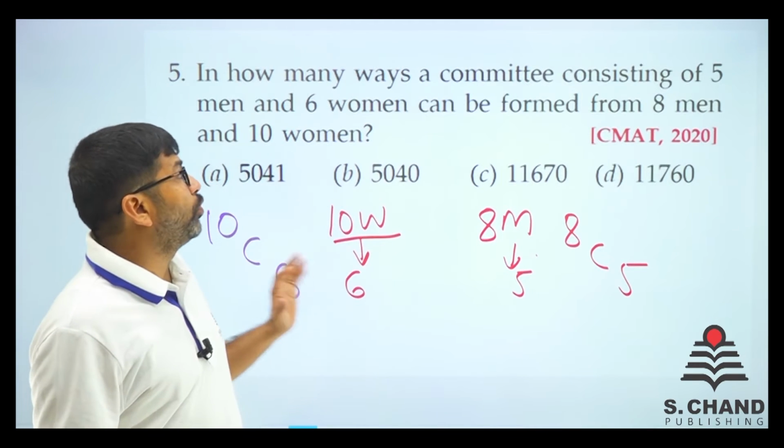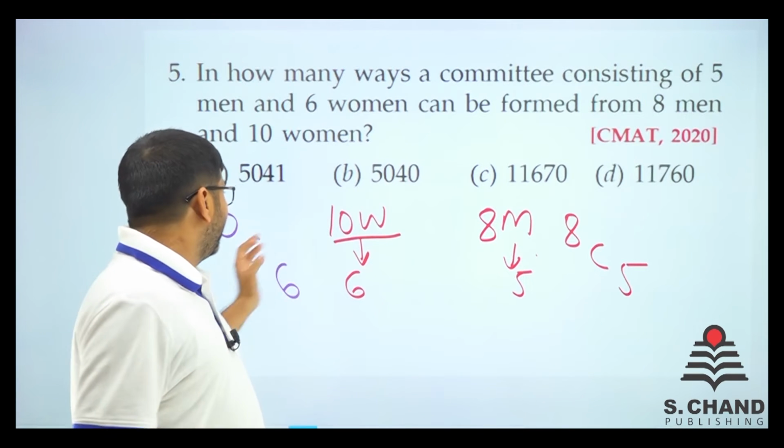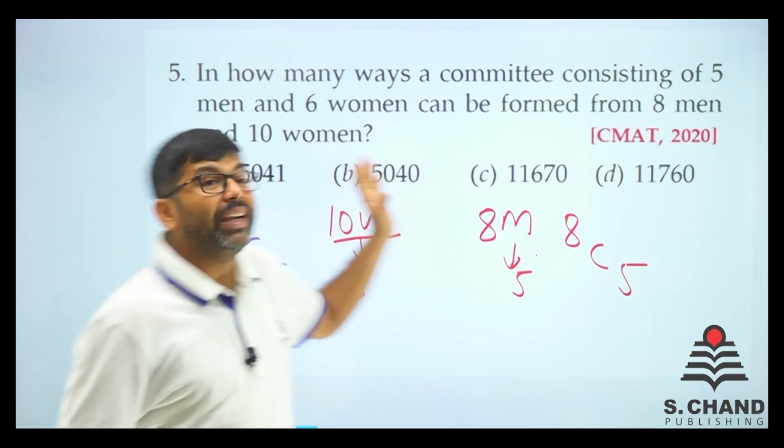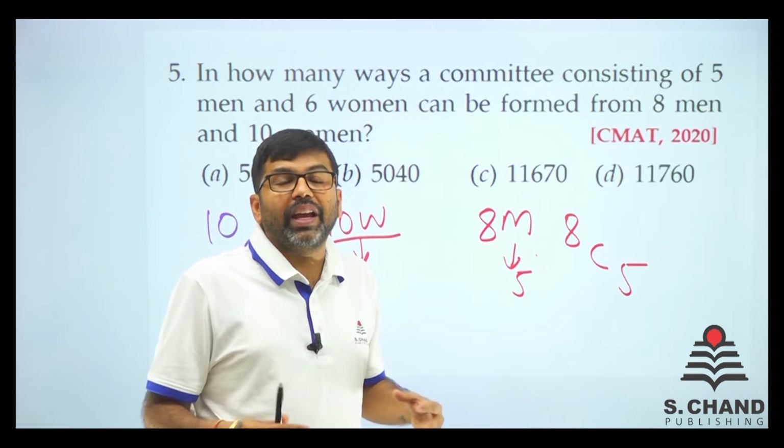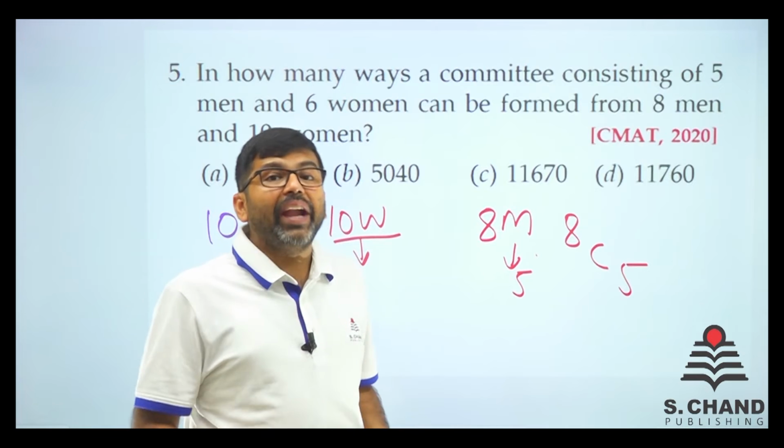Now you need to form the committee. So these many multiplied by these many will be the total, because it is not 'or', it is just 'and'.